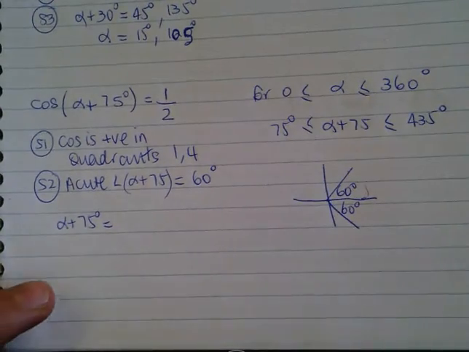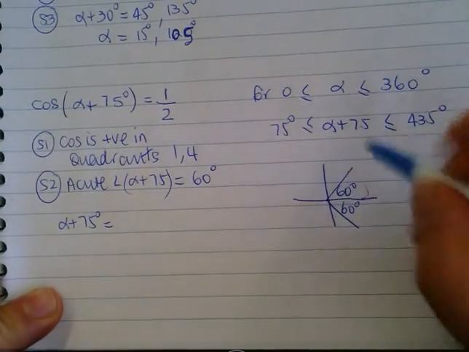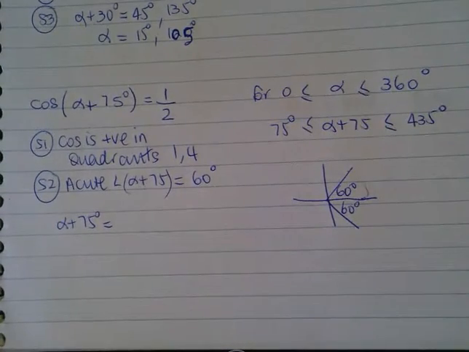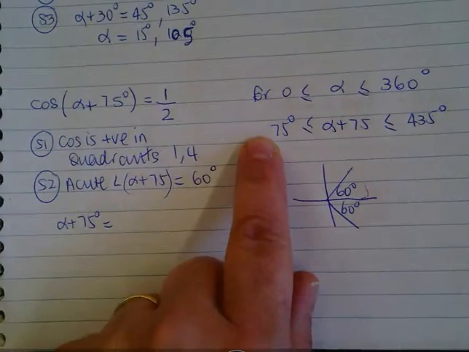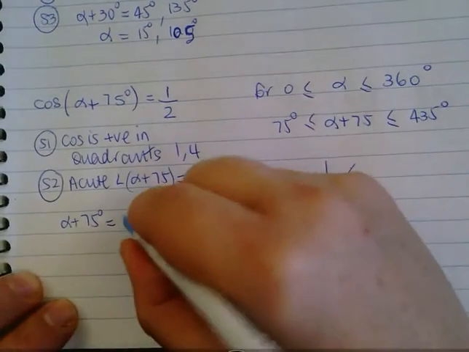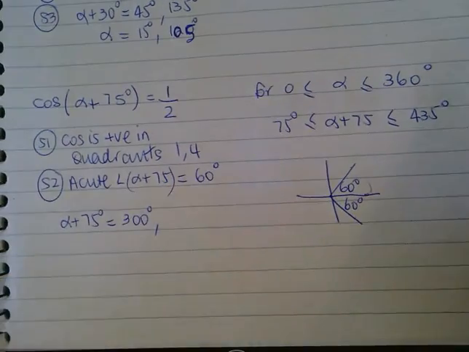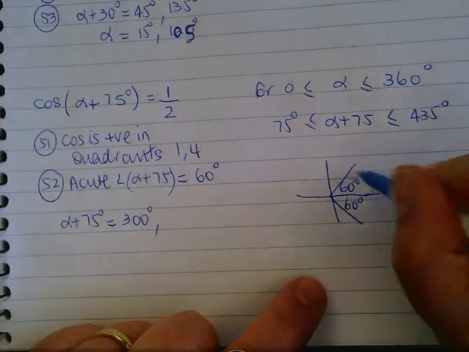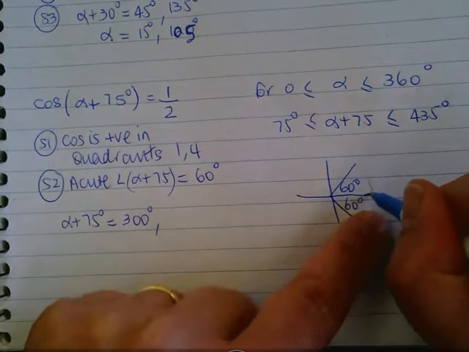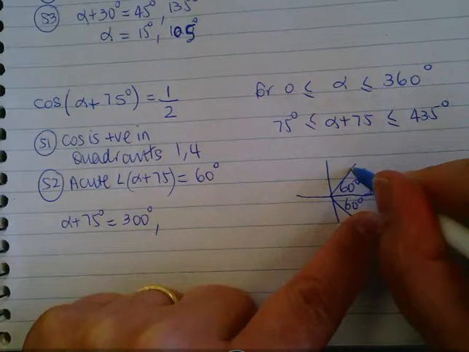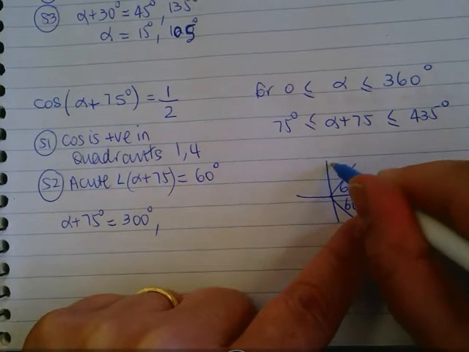300. Good. So we've got, you're not allowed to write 60. Do you understand why? You have to have values between 75 and 435. So I've got 300 now. So I'm up to 360. I have to keep going. Do you understand? I have to keep going to 435.